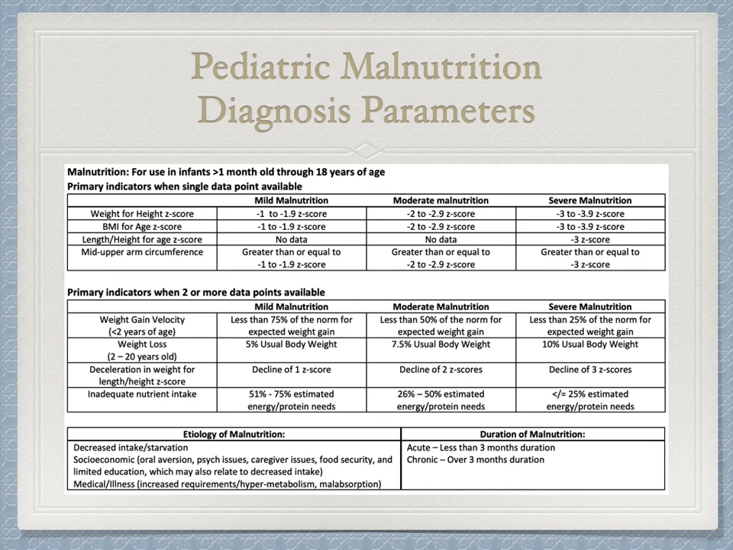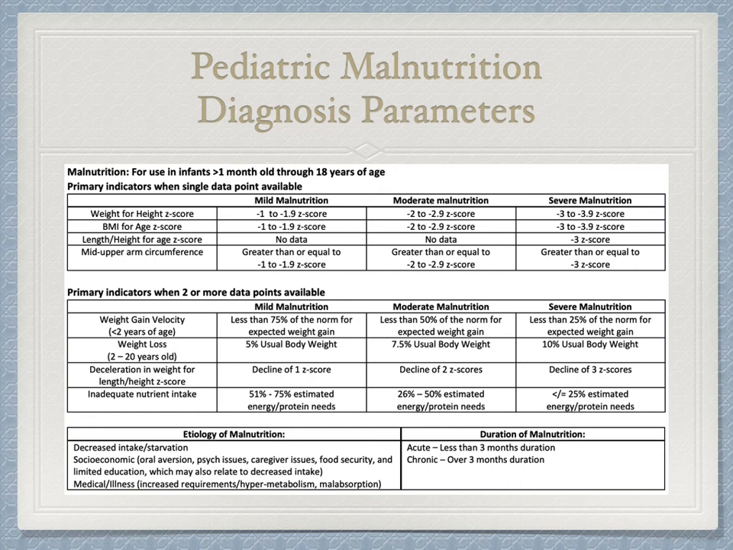The second chart plots when 2 indicators are present. Say you can't get an accurate height, so you can't get an accurate picture of what their BMI is. So you can look at things like weight gain velocity, weight loss, a deceleration in weight for length z-score, and inadequate nutrient intake. And you have to prove 2 of these to meet criteria for malnutrition.